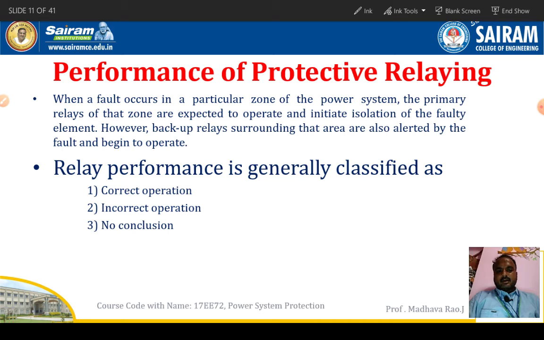Relay performance is generally classified into three types. One is correct operation, the second is incorrect operation, and the third is no conclusion. Correct operation means the relay operations are correct and operating correctly. The operation is as per the plan and program. Operation as per plan and program is called correct operation.